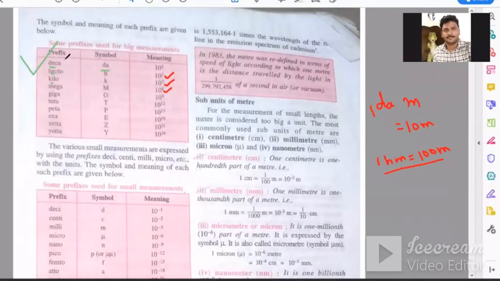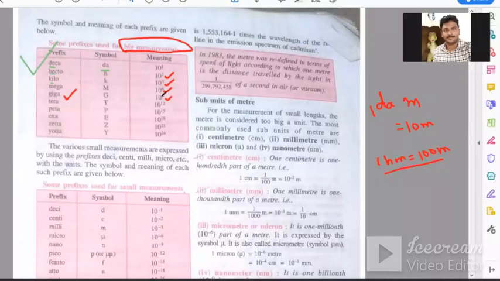So these are some prefixes which we are using to represent big units or bigger units. For example, if you want to express distance in gigameter, so 1 gigameter means 10 raised to power 9 meter. Okay, so this is about some prefixes that we are using for big measurement, right?